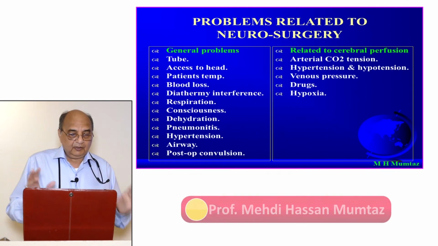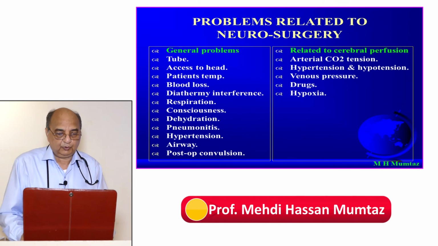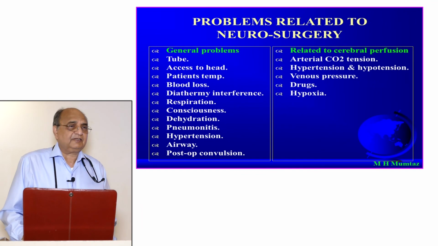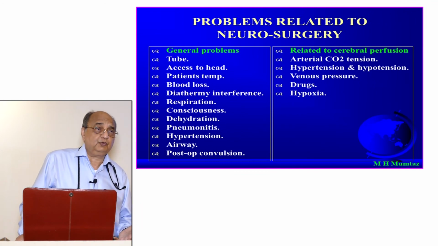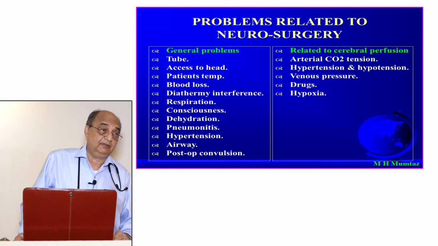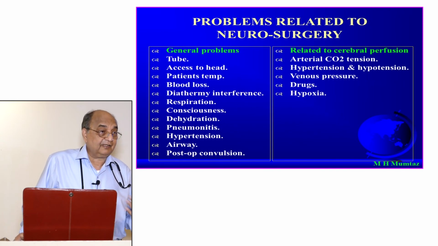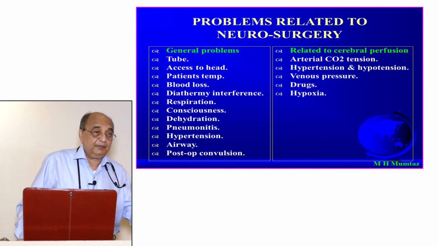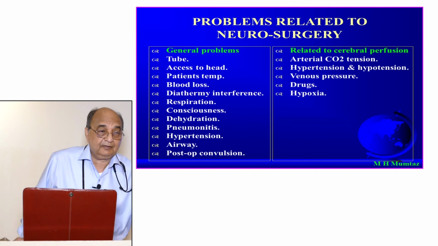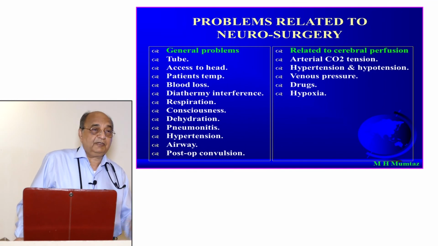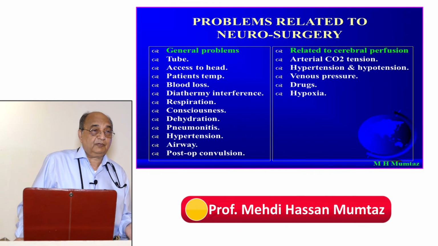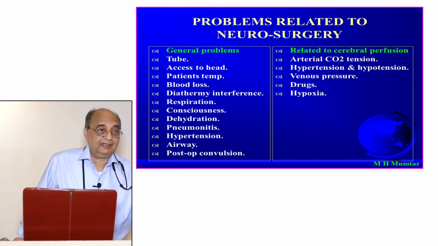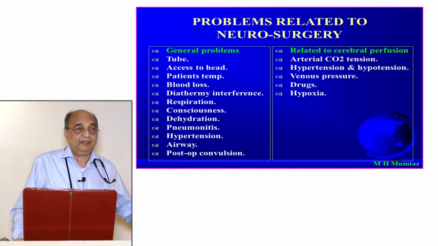Now, there are general problems when you are anesthetizing these patients for neurosurgery, and there are problems related to cerebral perfusion. In general, the tube: you will have to consider what size of tube and what type of tube you are using, whether it is kinkable or non-kinkable. That's very important. Then access to the head. Once you have anesthetized the patient, will you have access to the head or not? You will not, because the neurosurgeon is operating there and you cannot share with him. So you should take all the steps so that you don't need to go there again and again, and completely fix the tube and stay away from the patient.